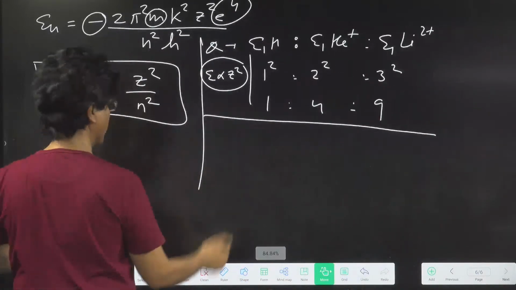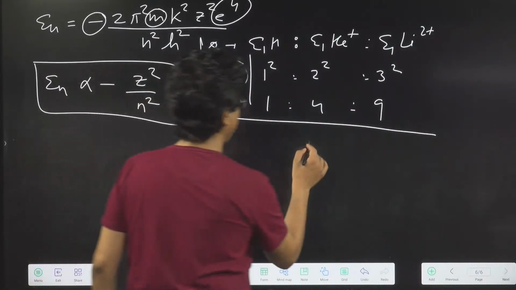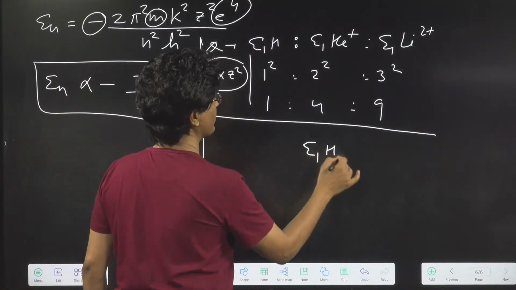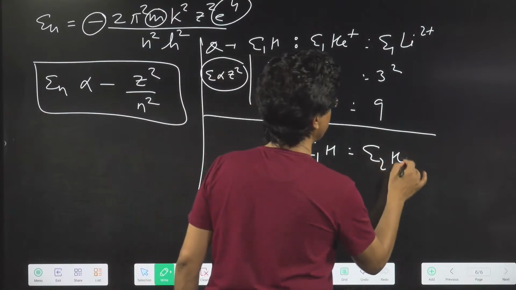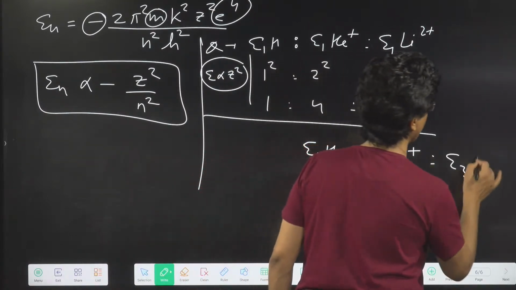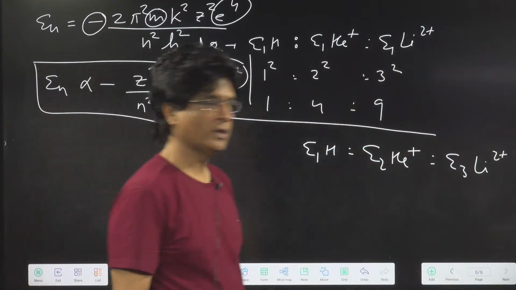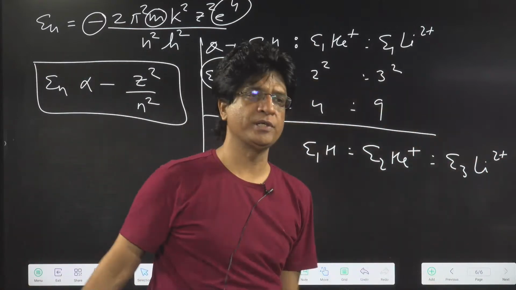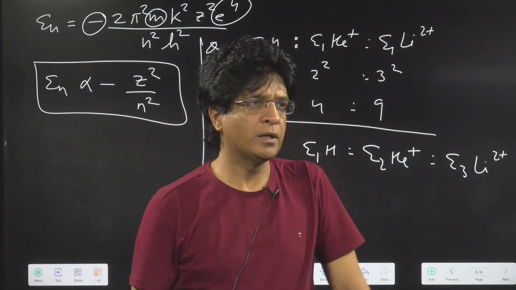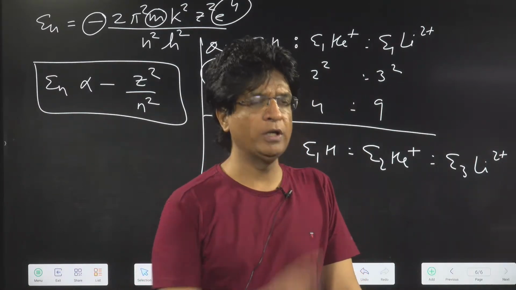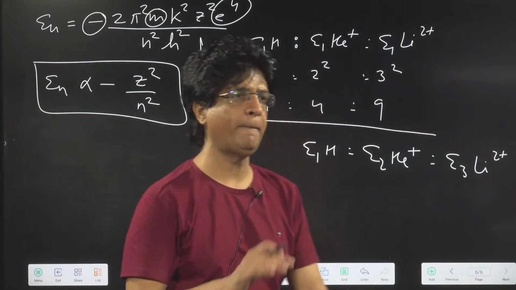Tell me one thing. Find the ratio of E1 of hydrogen is to E2 of helium plus is to E3 of lithium 2 plus. Come on. It is all valid for single electron species. We are still discussing Bohr's model, which is applicable only for single electron species.